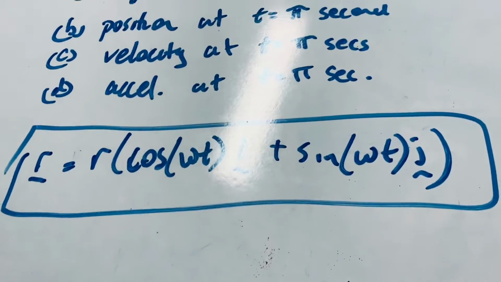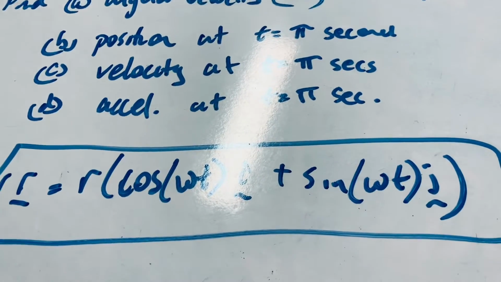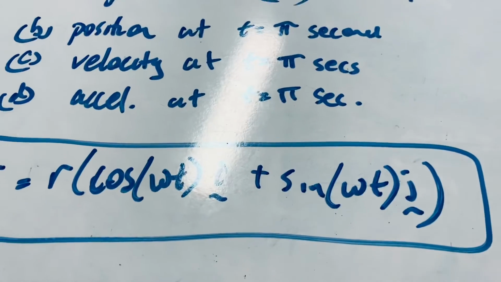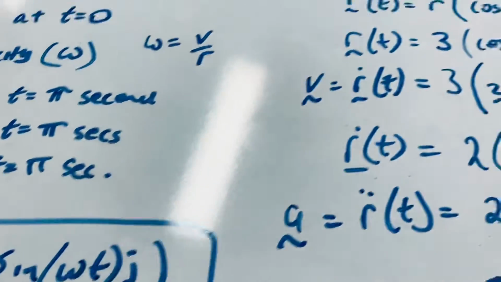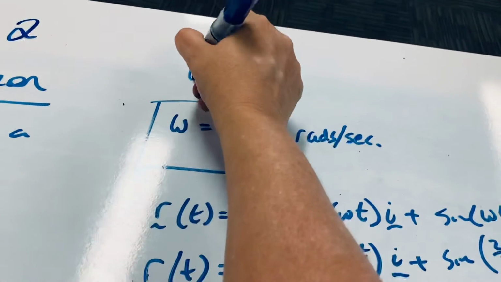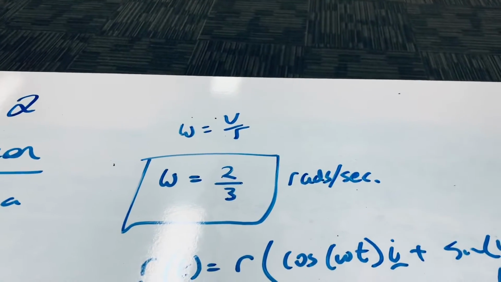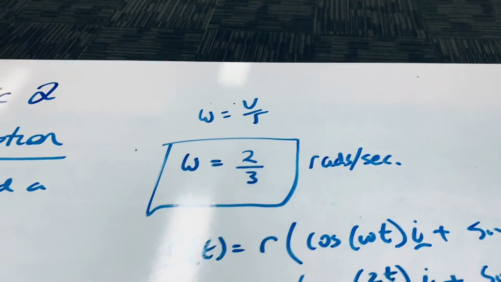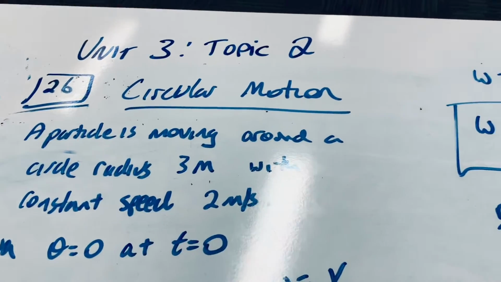This is our rule we need to start with, that for position, r(cos angular velocity t i plus sine angular velocity t j). First off, we find that angular velocity, and our angular velocity rule is v on r. So that is just simply 2 on 3 radians per second. The 2 comes from the constant speed 2, and the radius is 3.